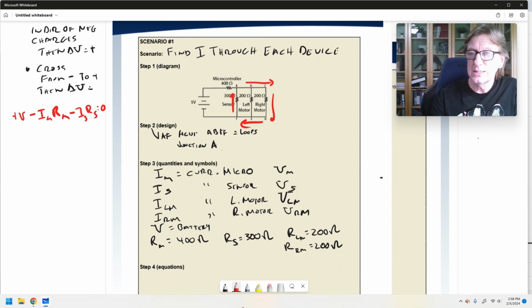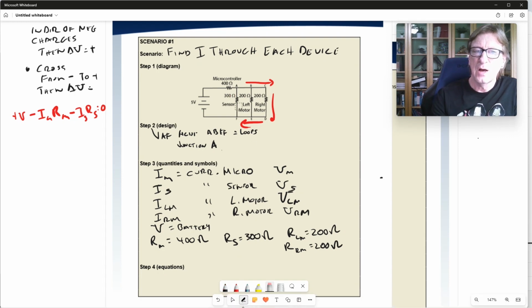Now I could just as easily go through the loop the other direction. So let's try that this time. I want to show you that it doesn't matter which way you go. As long as you're consistent with your signs, it's all going to work out. So my electrons are going this way. So let's go around the loop this way. Now we only have two devices here. So I have the right motor, and I'm going with the electrons, so with the negative charges. So that means I'm going to have a positive I right motor times the resistance of the right motor.